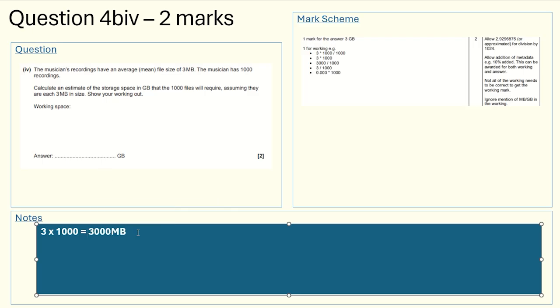Now we need to convert the megabytes into gigabytes. And we know that if we're going larger, what we need to do is take this and divide it by 1,000. So we're moving the decimal point from here down three places to the left. And if we did that, 1, 2, 3, we'd get 3.0. So we're actually on 3 gigabytes as our final answer, which you can see is here.